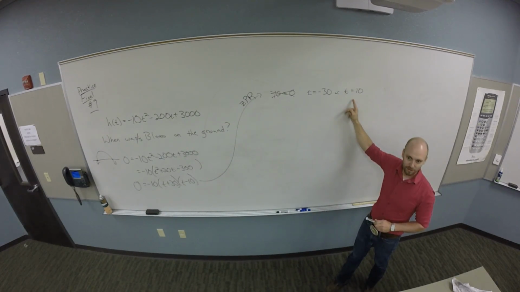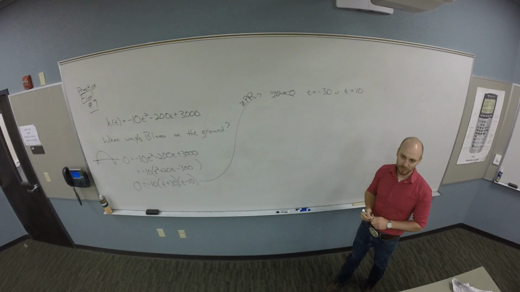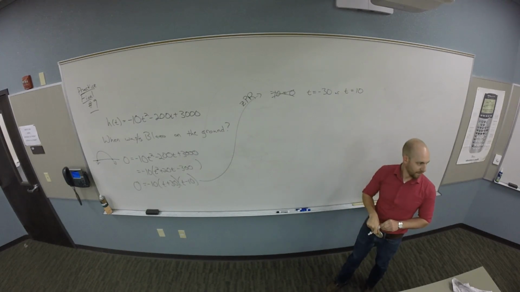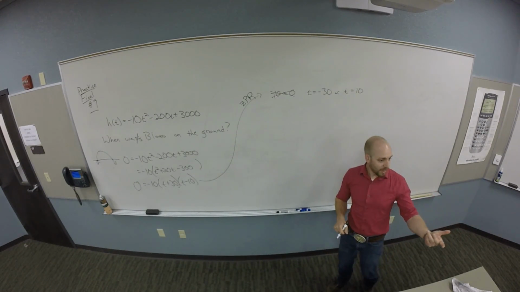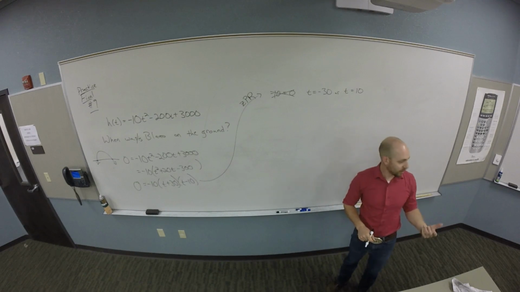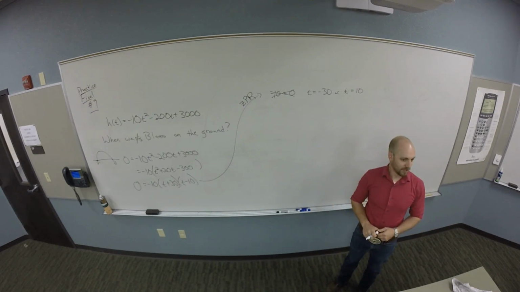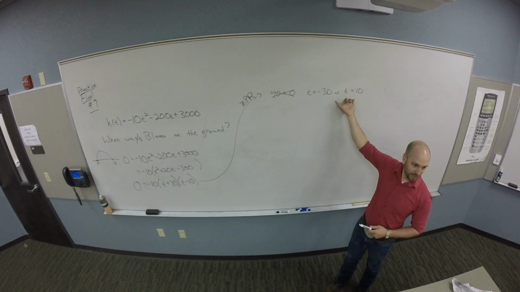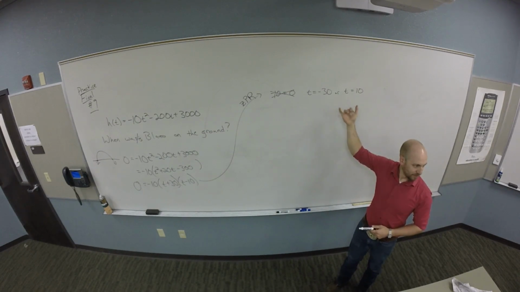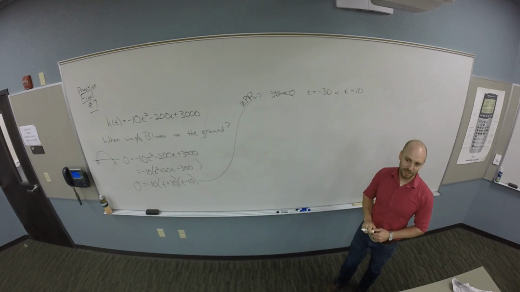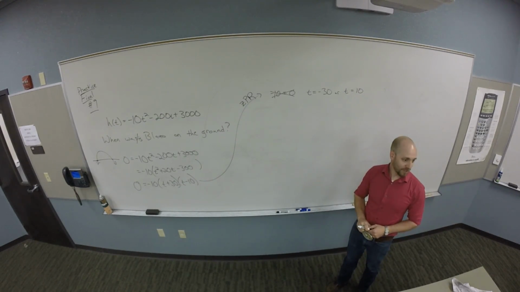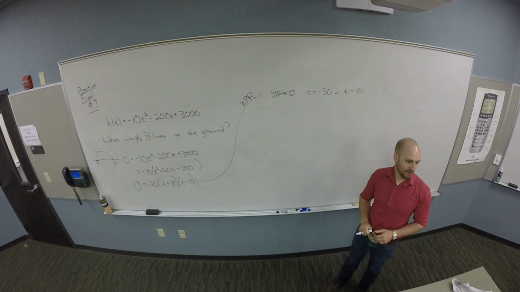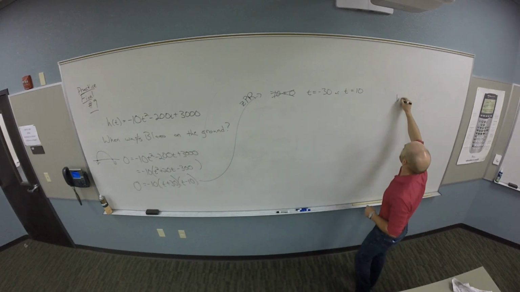Is it in seconds? Yeah, it's phrased in seconds in the problem. So he would have flight for 40 seconds, which helps us figure out the vertex, right? Because the vertex is halfway in between these two things. So the vertex is 20 seconds after he left the ground, which is good.